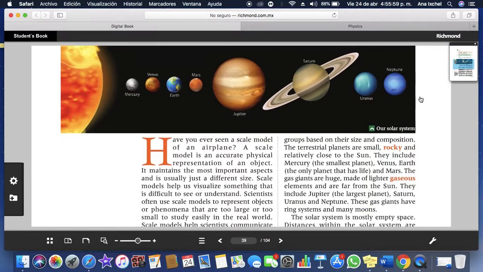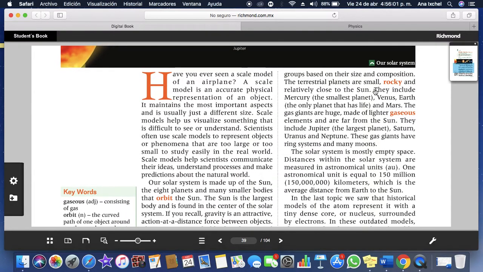So we have here, have you ever seen a scale model of an airplane? A scale model is an accurate physical representation of an object. It maintains the most important aspects, and it's usually just a different size. Scale models help us visualize something that is difficult to see or understand.